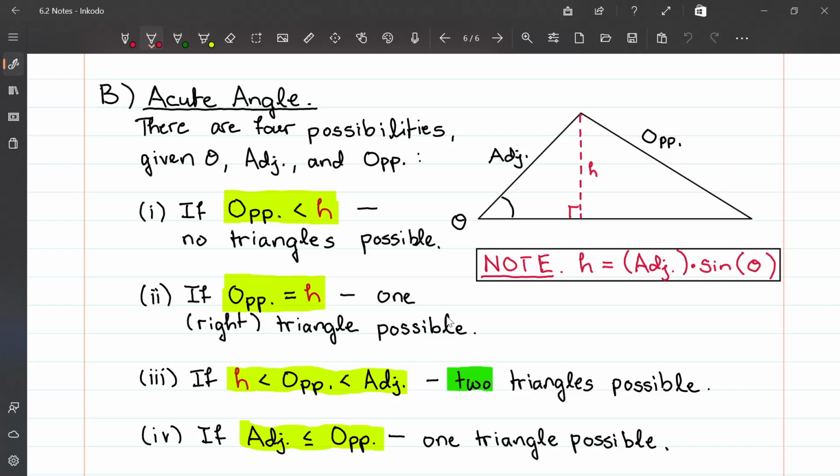Finally, if I'm looking at my SSA data and I suddenly notice, hey, look, the length of the side opposite theta is greater than or equal to the length of the side adjacent to theta, I don't need to calculate h at all. In that situation, because the length of the side opposite is greater than or equal to the length of the side adjacent, it turns out that only one triangle is possible. Once again, I like to stimulate your physical intuition for why this is true, so let's go ahead and transfer over to animations once again.